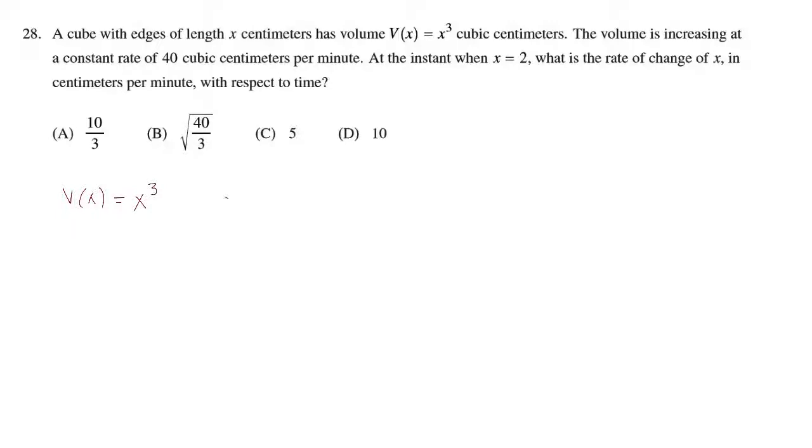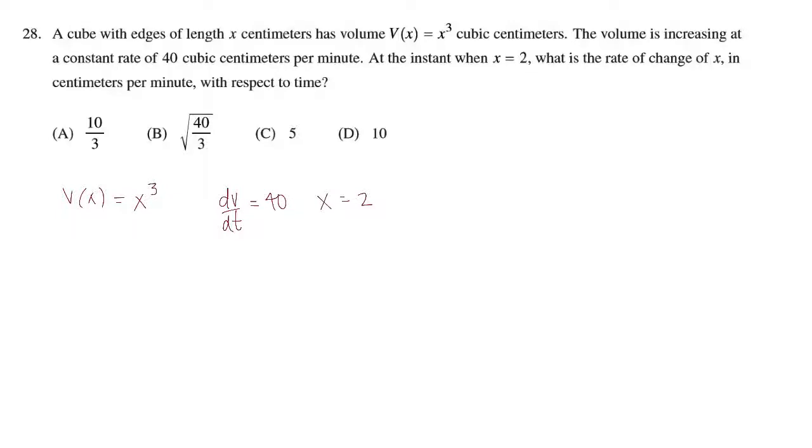So I know dV/dt is 40, and I should put units there, but I tend not to. And let's see, at the instant when x is 2, what is the rate of change in x with respect to time? Oh, well, this one's a pretty straightforward one.